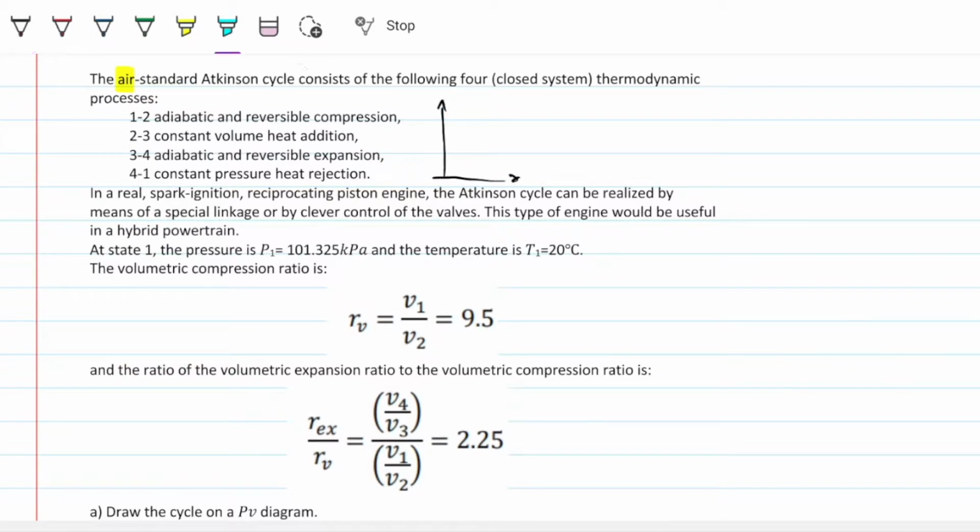We first have an adiabatic and reversible compression. Because it's adiabatic and reversible, we know it's going to take this shape. It can go either that way if it's an expansion or this way if it's a compression. In our case, it's compression, so it's going to be something like this.